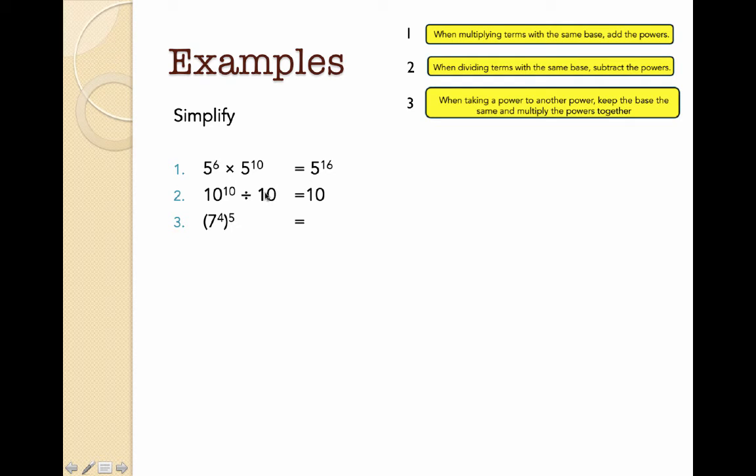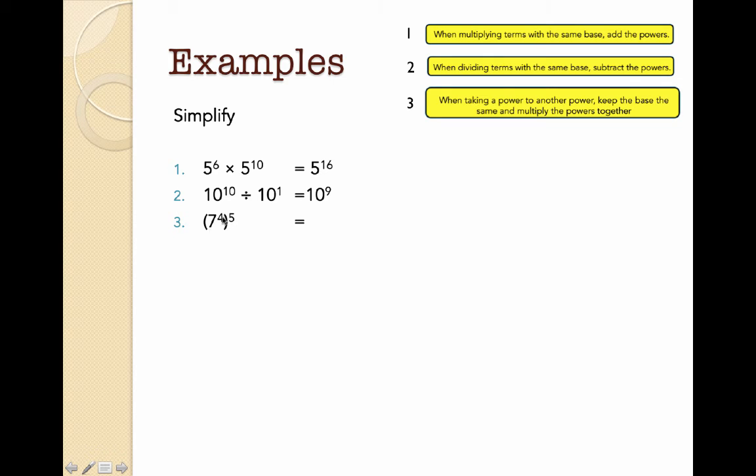Well, when we have a 10 by itself, that's not 10 to the power of 0, it's actually 10 to the power of 1. So when I do 10 to the power of 10 divided by 10 to the power of 1, I'll end up with 10 to the power of 9. Doing 10, take away 1 to get 9.